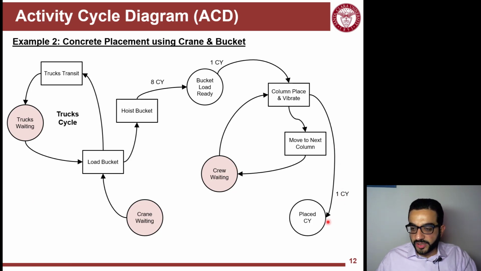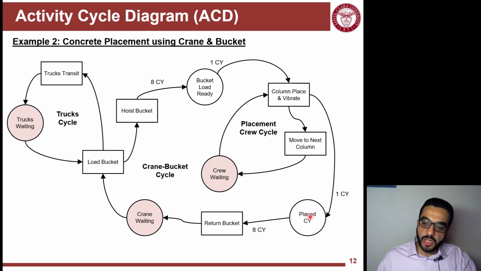The next bucket will come when I now have 8 cubic yards here, right? Because I start with 8, I took 1 by 1, and I ended up with 8 cubic yards here. Once I have all of them, I can pull all of them and do the activity of return bucket. The numbers on the arrows represent when this arrow can be executed, if you think about it as programming in some way.